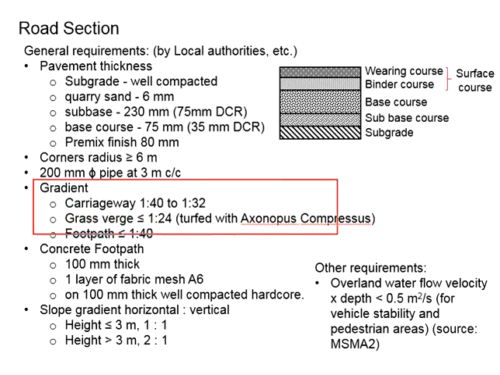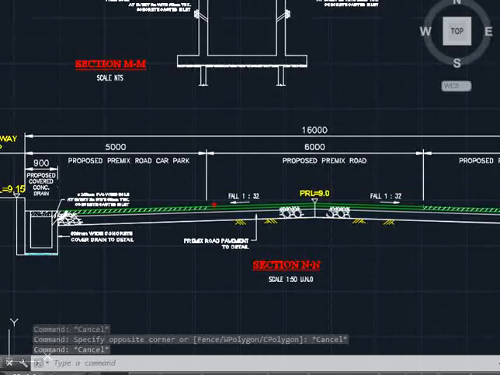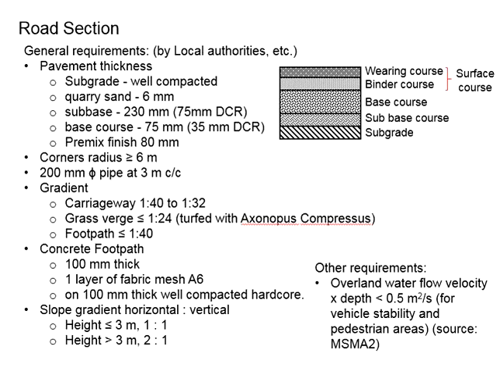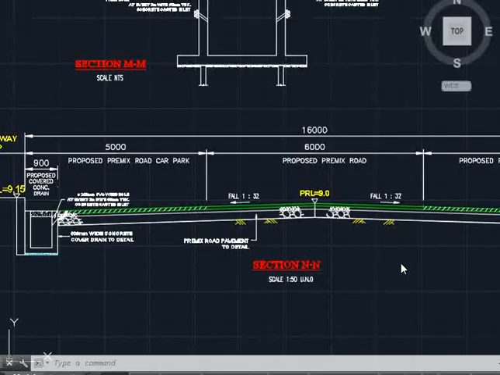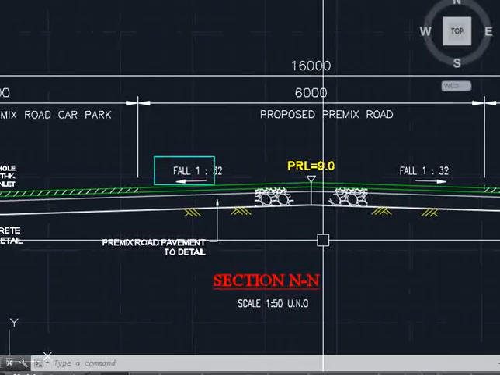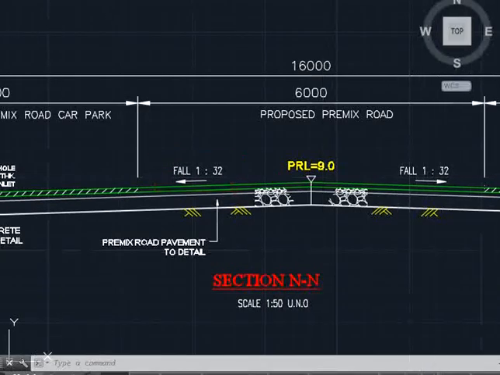There are also requirements in terms of the gradient. The gradient of the carriageway should fall in the range of 1:40 to 1:32. 1:40 gradient is milder. 1:32 it will be steeper. The gradient will influence the flow of water on the surface of the road. Let's say now in this case we use the fall of 1:32 to quickly discharge the surface runoff from the road surface in order to prevent slippery roads during raining period.